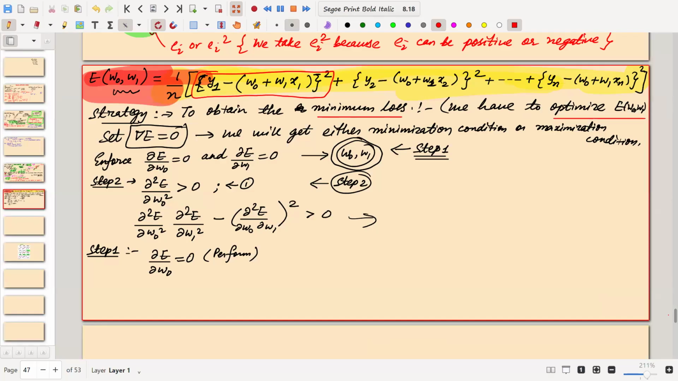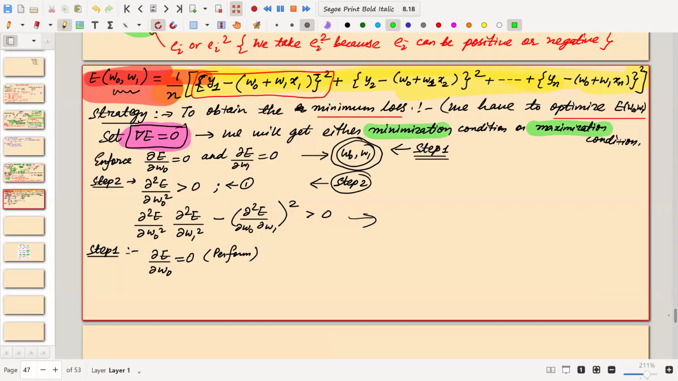But you know already that E is a function of two variables, W0 and W1. So you can easily apply the Sylvester criteria, right? To find the optimizing solution, what you have to do is just set grad E equal to 0, because it's a function of two variables. After setting grad E equal to 0, we will either get a minimization condition or a maximization condition.